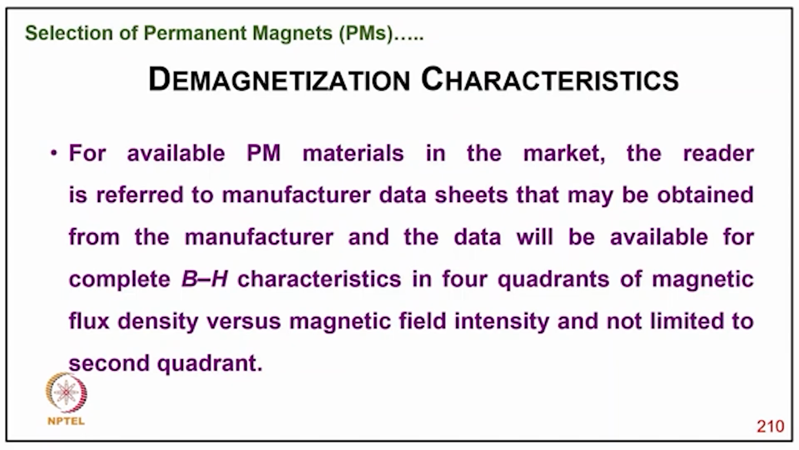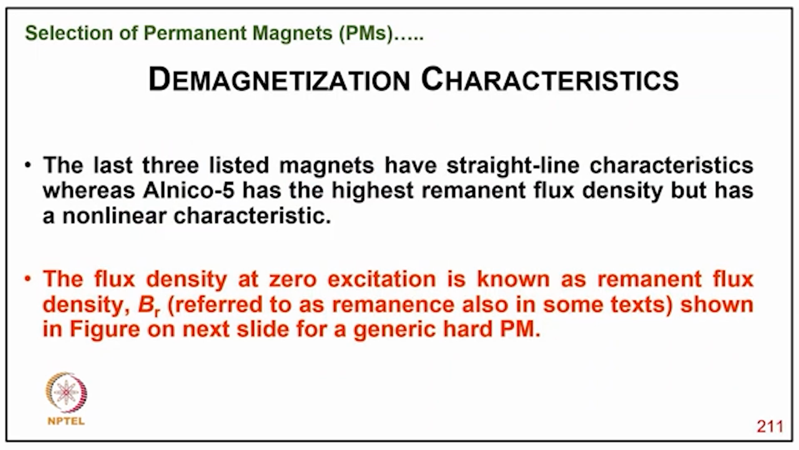Coming to the demagnetization characteristic for available permanent magnet materials in the market, the reader is referred to the manufacturer data sheet, and data will be available for the complete BH characteristic in 4 quadrants of magnetic flux density versus magnetic field intensity, not limited to the second quadrant. The last 3 listed magnets have straight line characteristics, where Alnico has the highest remanent flux density but has a non-linear characteristic, and the flux density at zero excitation is known as remanent flux density. Next slide for the general PM.